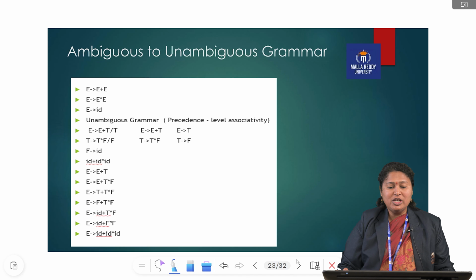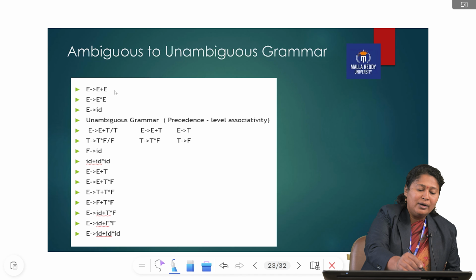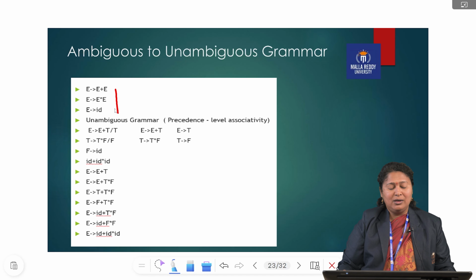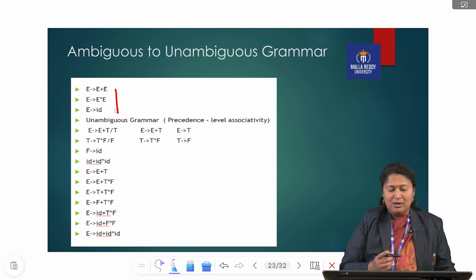Now we are changing the ambiguous grammar, that is the grammar which has confusion, to unambiguous grammar. So what we are doing here: E tends to E plus E, E tends to E cross E, and E tends to ID. This is the grammar given. Already we have seen that with this grammar we are getting ambiguity. So for that reason now we are converting the grammar.